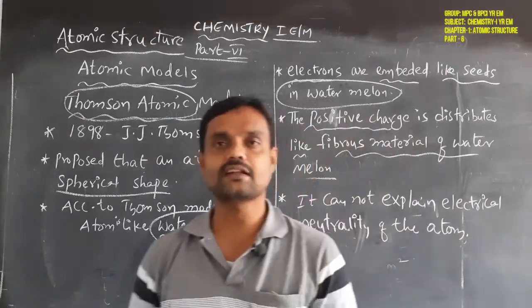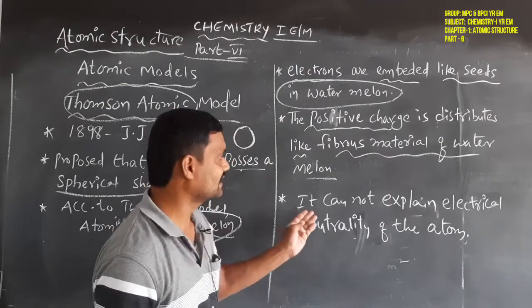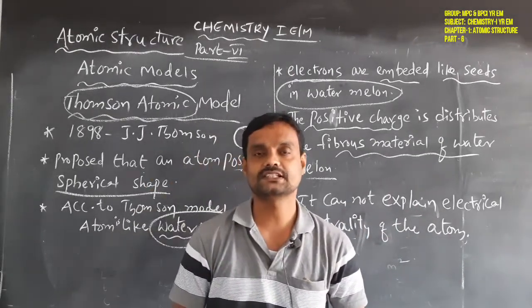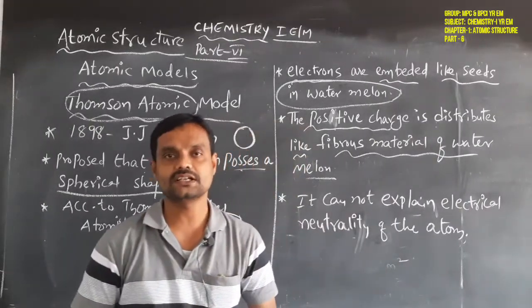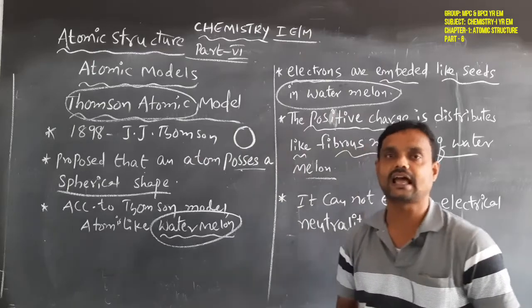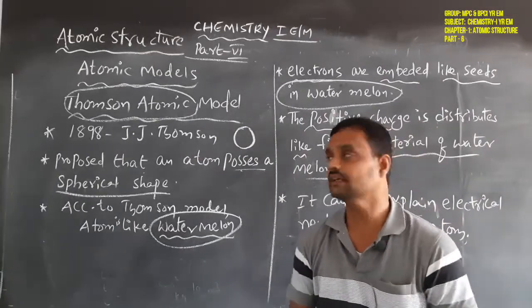And the main drawback of the Thomson atomic model is that it cannot explain the electrical neutrality of the atom. This Thomson atomic model does not explain the electrical neutrality of the atom. So this is the main drawback of the Thomson atomic model.